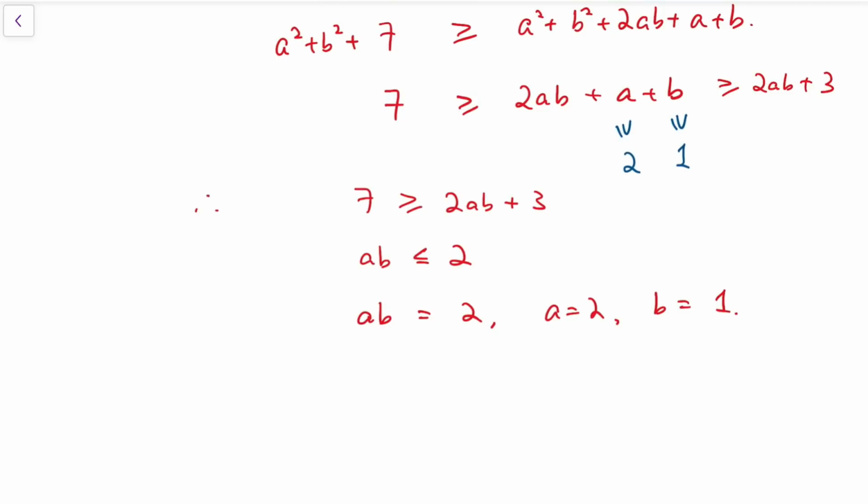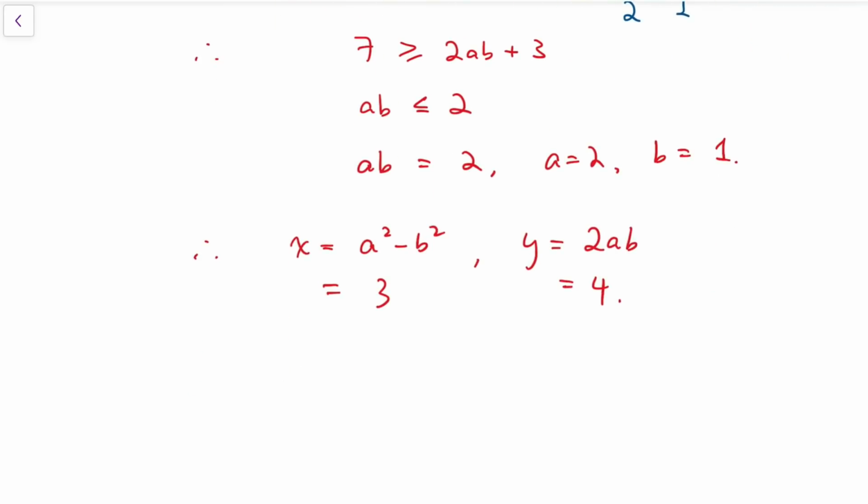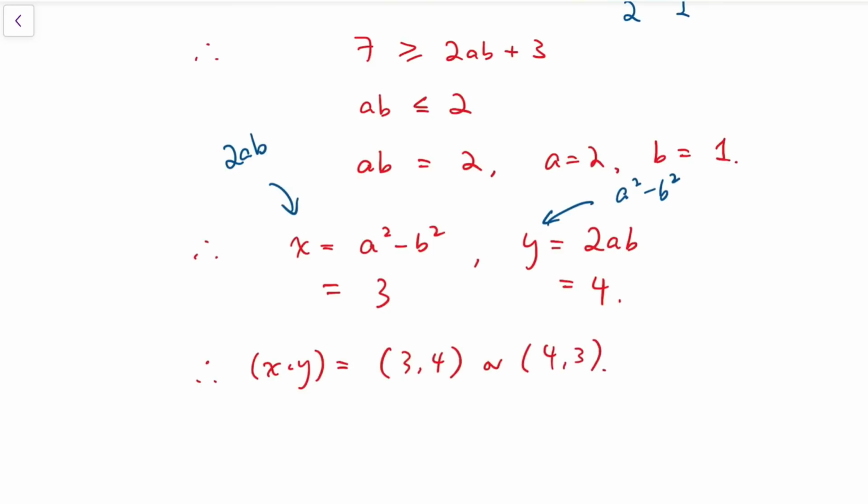Now we're going to put that back into x and y, and so we can conclude that x equals a squared minus b squared, which is 3, and y equals 2ab, and that's 4. Of course, we can swap the values of x and y, because, for example, we can simply let x equal 2ab instead of a squared minus b squared, and y to be a squared minus b squared instead. So we have 2 more pairs of solutions, which are 3, 4, or 4, 3.